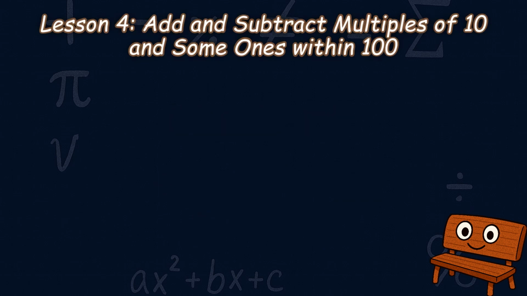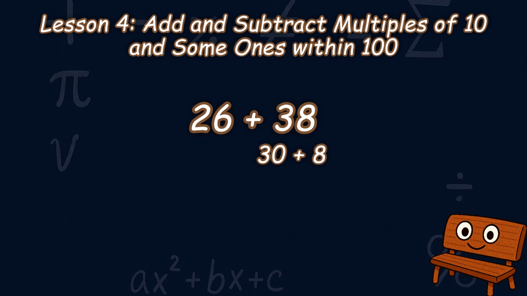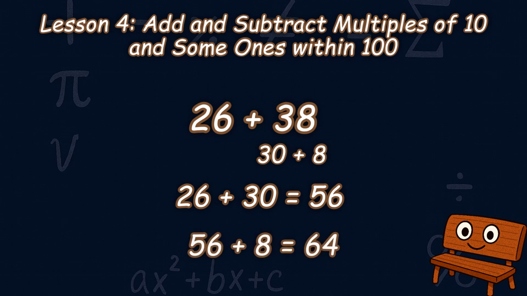On Tuesday, we'll do Lesson 4, which is similar to Lesson 3, add and subtract multiples of 10 and some ones within 100. We're going to continue to use our number bonds, but we'll also be using strip diagrams as well. Another example, which is similar to what we did before, is 26 plus 38. The students can split 38 into 30 and 8, then add 26 plus 30. There you'll get 56. From the remaining 8 you have left, you can add it to 56 to get the answer 64.